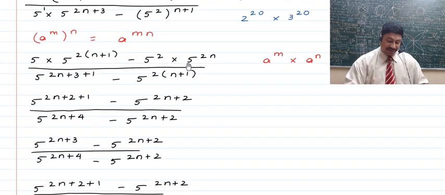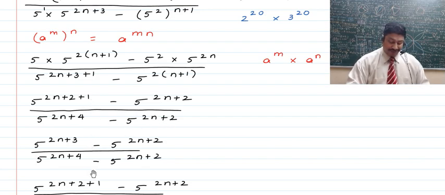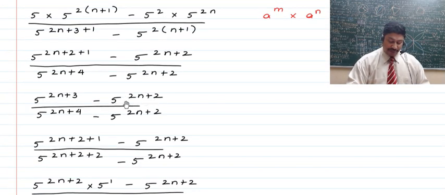Similarly, this becomes 5 raised to the power 2n plus 2. In the denominator, we have 5 raised to the power 2n plus 3 plus 1, that is 5 raised to the power 2n plus 4, and minus 5 raised to the power 2n plus 2, right? So here in the numerator and in the denominator, we get to see that 5 raised to the power 2n plus 2 can be taken common from the numerator and the denominator and cancelled off. So that's why we can write this 5 raised to the power 2n plus 3 as 5 raised to the power 2n plus 2 plus 1.